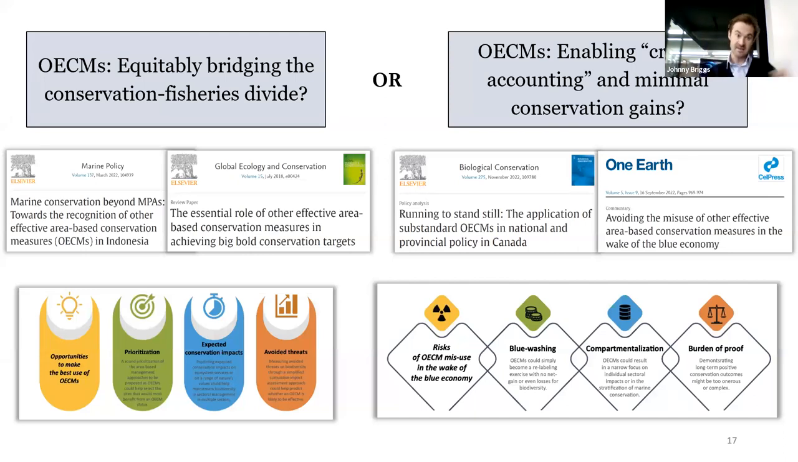Are they a fantastic thing, more equitable, equitably bridging the conservation-fisheries divide, mainstreaming conservation activities into sectors such as fisheries and counting those towards 30 by 30? Or is there an inherent risk with other effective conservation measures? It negates the need for policymakers to, for example, designate fully protected areas. Instead, existing measures such as certain fisheries measures could be relabeled as OECMs with little additionality to biodiversity, undermining global conservation efforts.